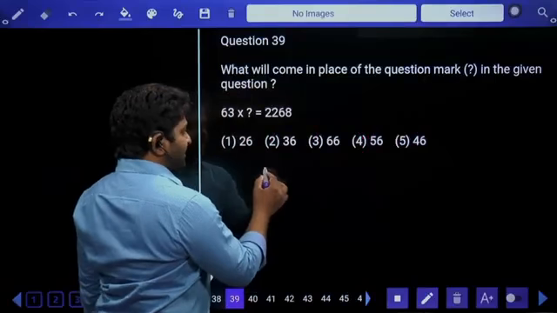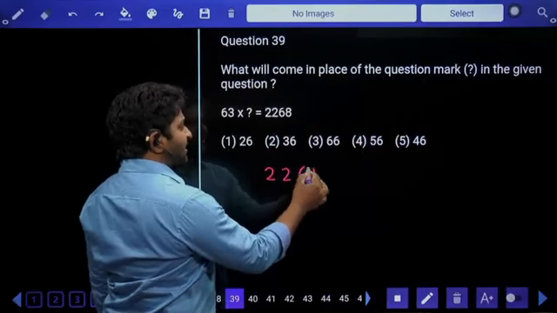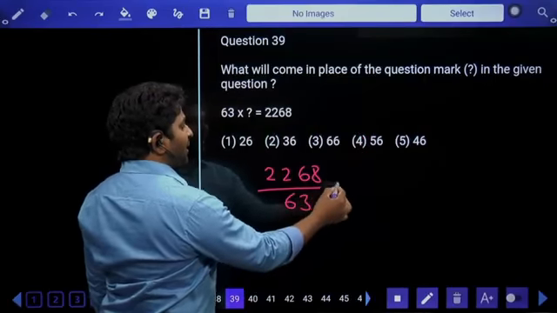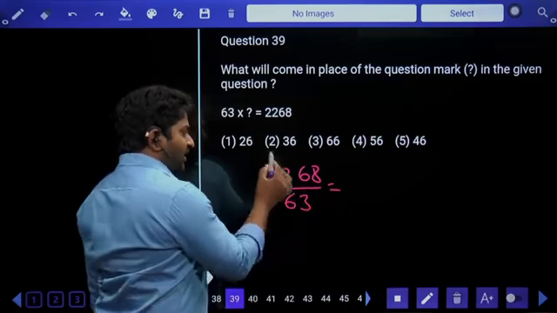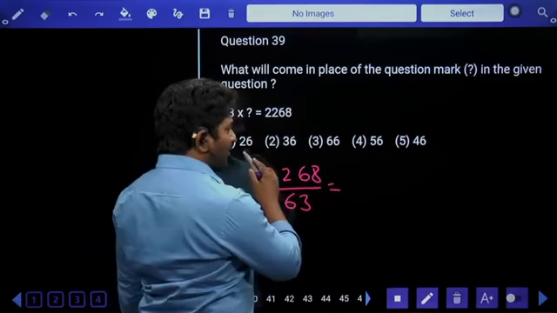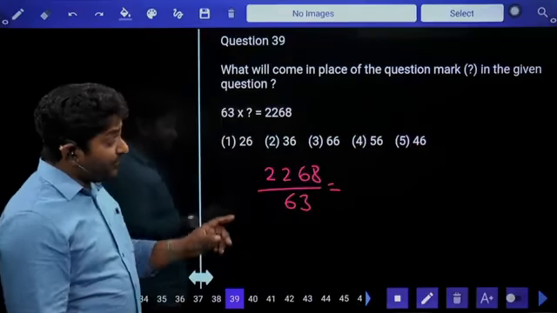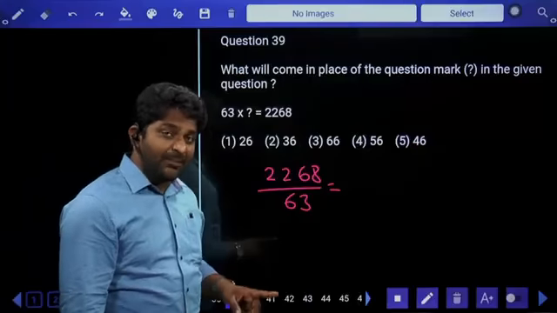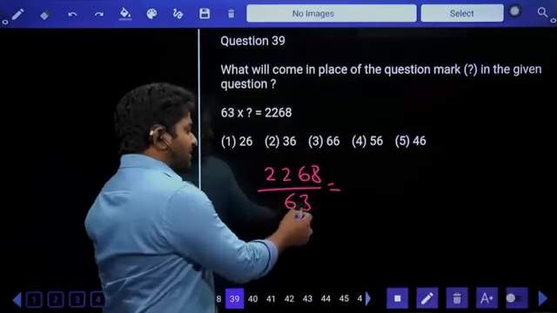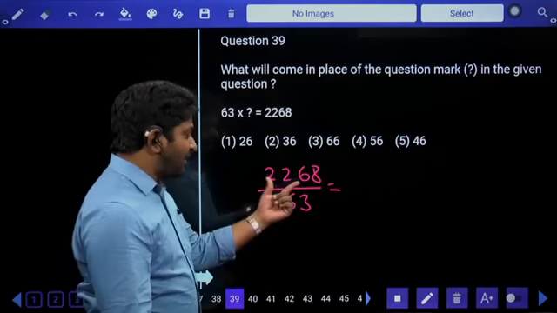Now x is equal to 2268 divided by 63. Now 3 times which number ends with 8? 3 times 6 ends with 8. All the options are ending with 6. So if there is a two-digit number and all the options are ending with 6, then concentrate on the first number. 63, 3 times is 189.